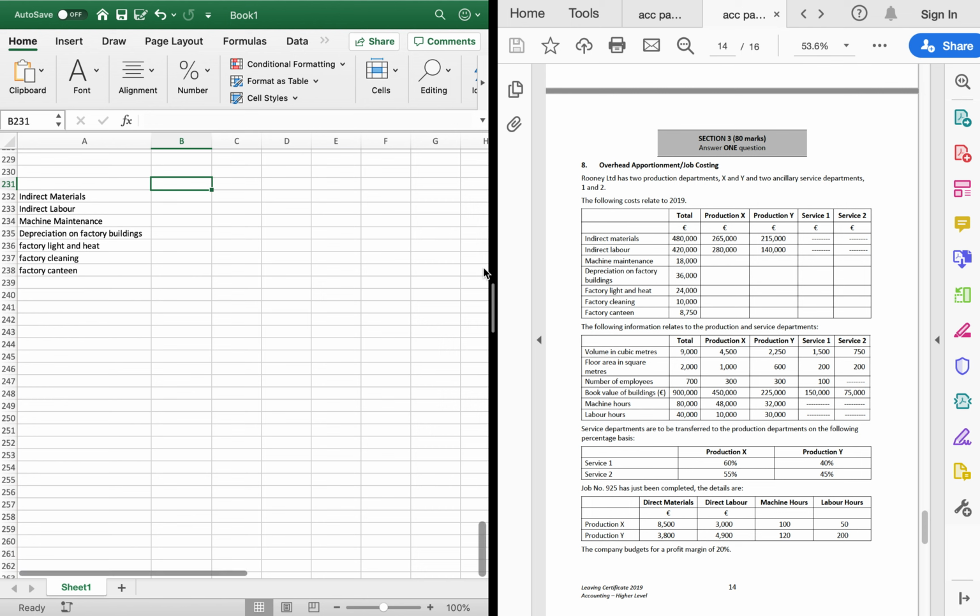Okay, so we've got production X, production Y, service 1, and service 2. And so I'm just going to move that over. You're asked to show the basis, so you have to make a table called basis, or you make a column called basis within your table.